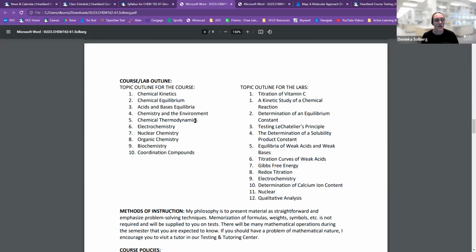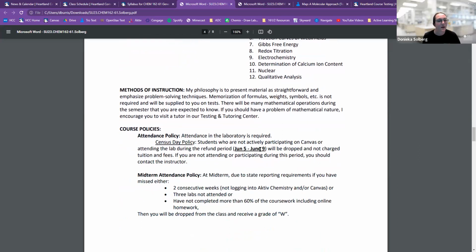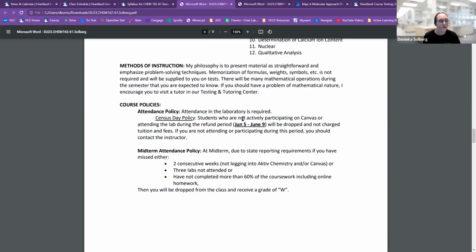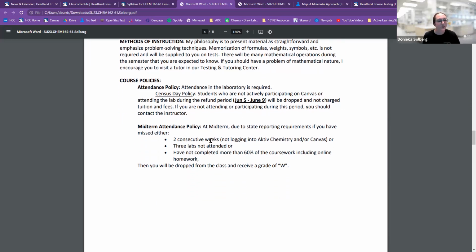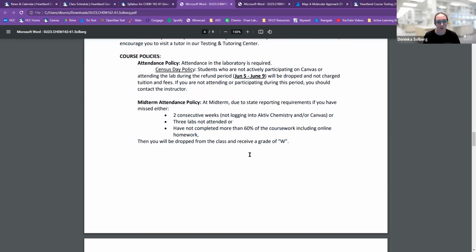So hopefully you can understand what's going on. Course policy wise, the refund period is June 5th through June 9th. So that's when you can drop without penalty. At midterm, if you've missed 2 weeks of not logging in or doing anything, or you've missed 3 labs or haven't done more than 60% of the work, you will get dropped from the course.